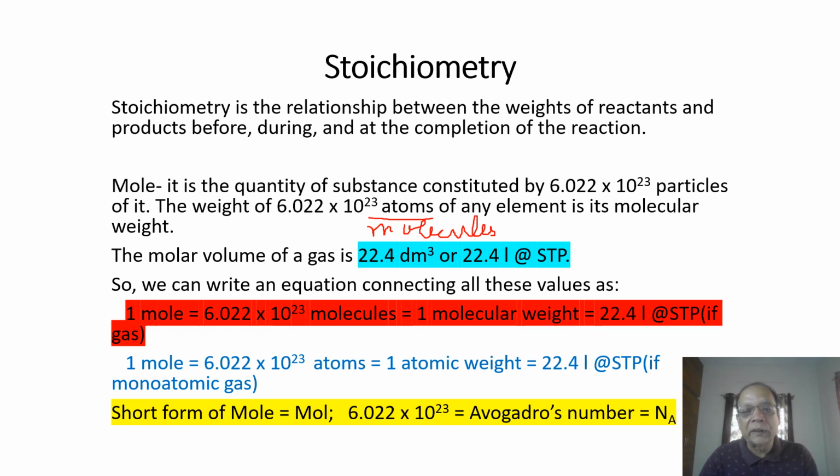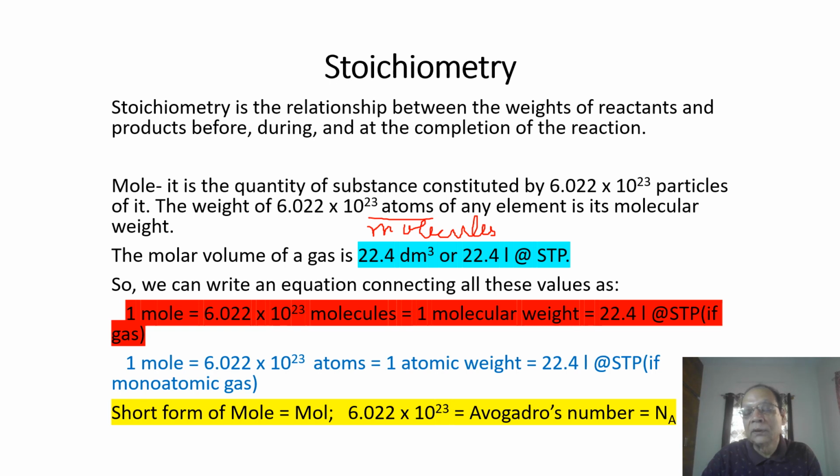The molar volume of a gas is 22.4 dm cube or 22.4 liters. 1 dm cube is equal to 1 liter at STP. And that is the volume occupied by 1 mole of any gas at STP. So we can write an equation connecting all these values together as 1 mole equals 6.022 into 10 to the power 23 molecules is 1 molecular weight.